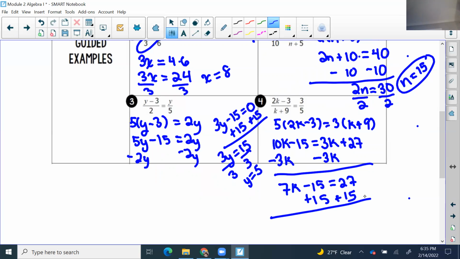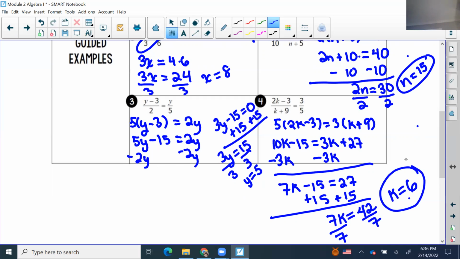27 plus 15. I am not going to trust my brain right now because it is a Monday brain, so I used my calculator and I got 7k is equal to 42. My last step is to just go ahead and divide by 7. So k is equal to 6. Now remember, if you ever want to check, you can plug that value in and double check and make sure it works for both.